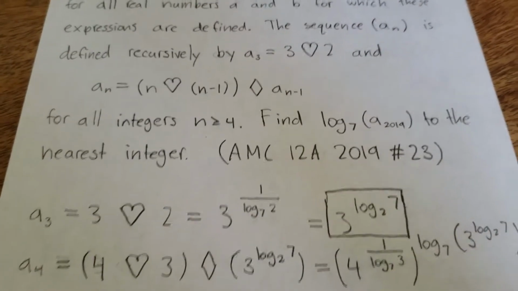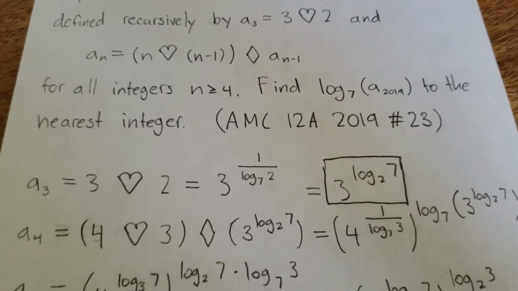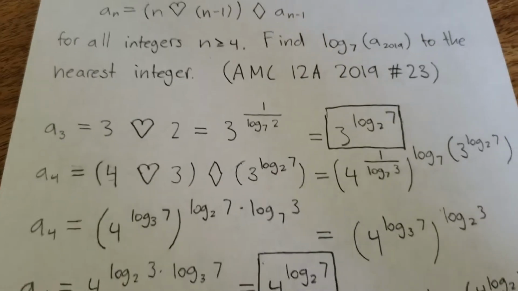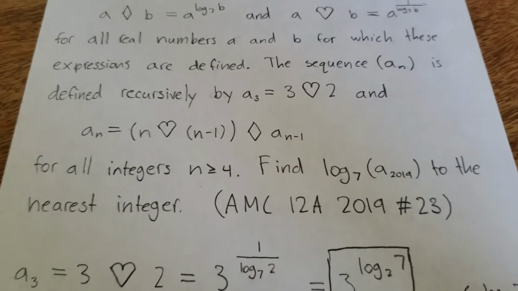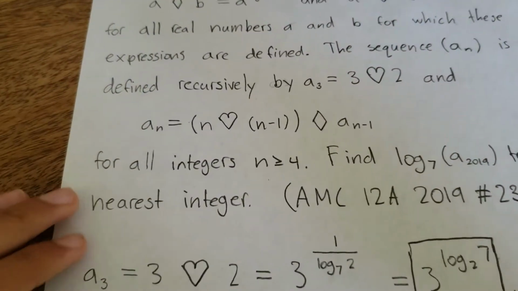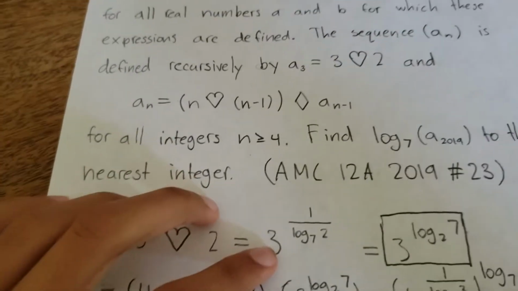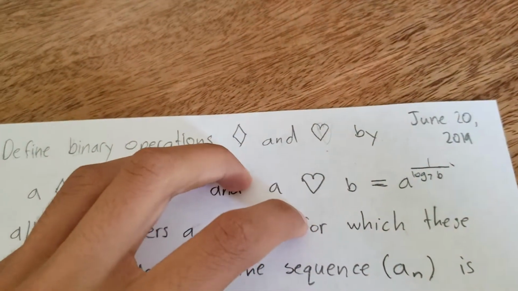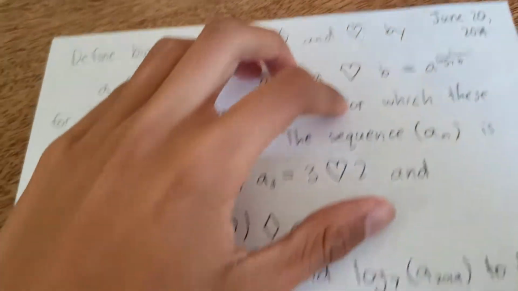Well, I'm sure it is possible, because they wouldn't put this on a math competition if it didn't simplify pretty easily. So let's start with what they gave us. A sub 3 is 3 heart 2. So 3 heart 2 is 3 to the 1 over log base 7 of 2, because we can refer up to this formula: a heart b is a to the 1 over log base 7 of b.